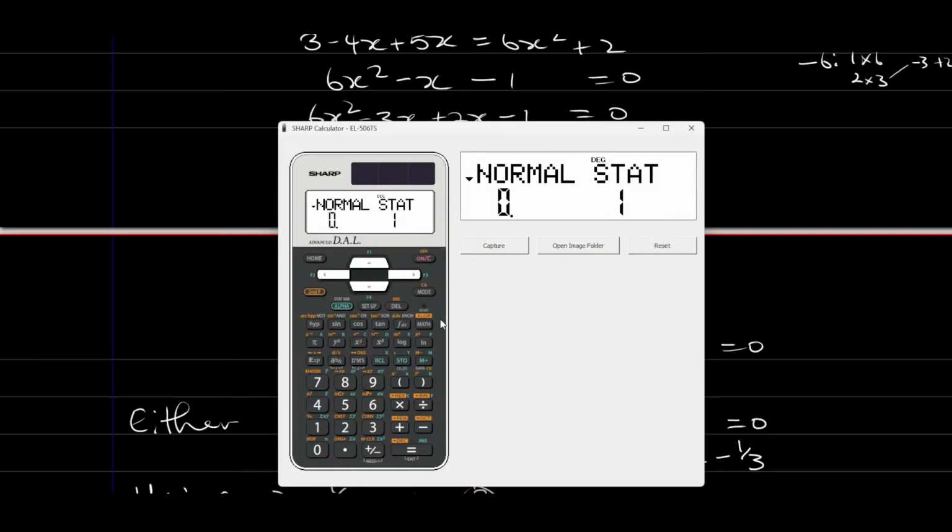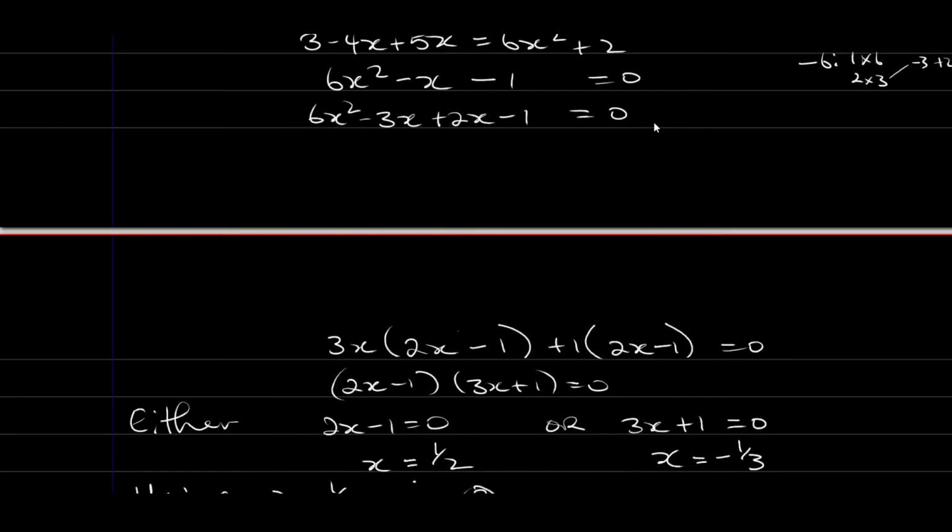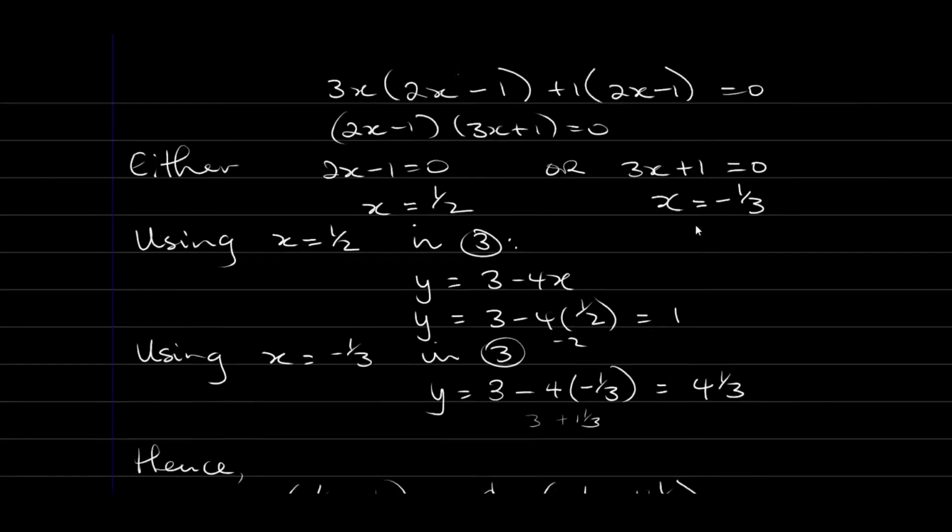So we're just making sure that we have equation number 2, and we're looking at the quadratic. We enter 6 as a, minus 1 as b, and then minus 1 again as c. We're going to have 0.5, which we know is a half, and we're going to have negative 1/3. So we know it's a half, and we know it's negative 1/3.